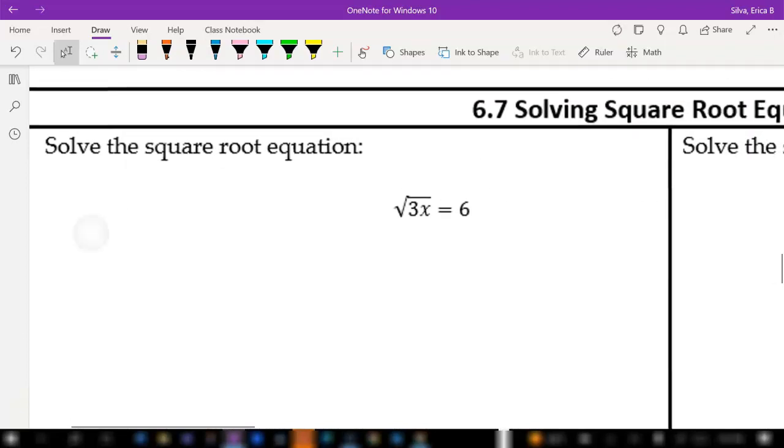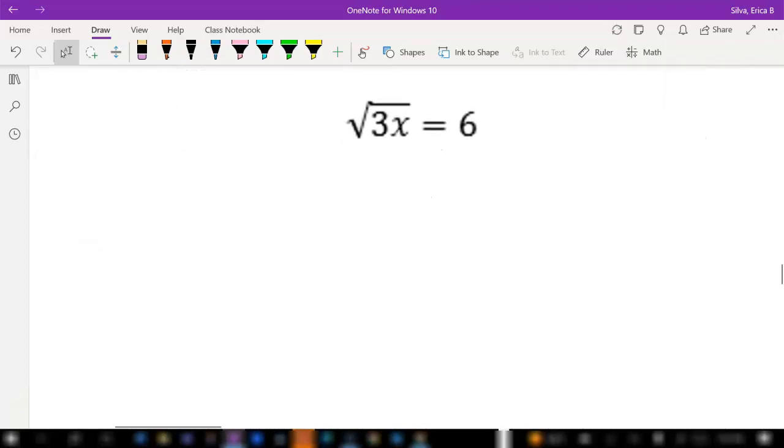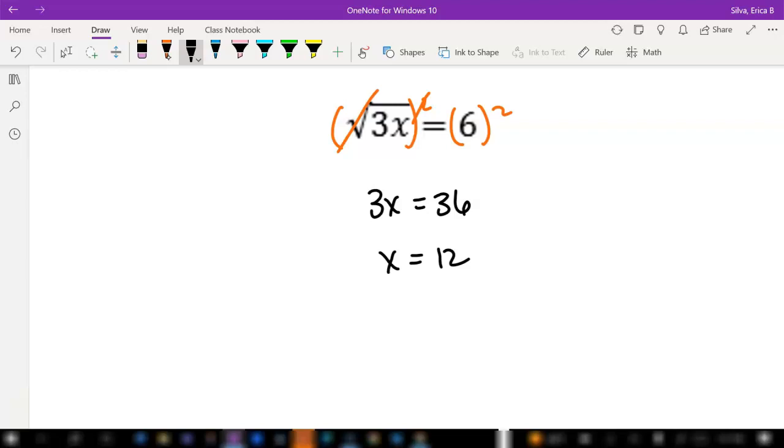This one, we're going to solve square root equations. My square root is already isolated, so in this case, we're squaring. Square root cancels the square. 6 squared is 36, and we get x is equal to 12 because we divide by 3.